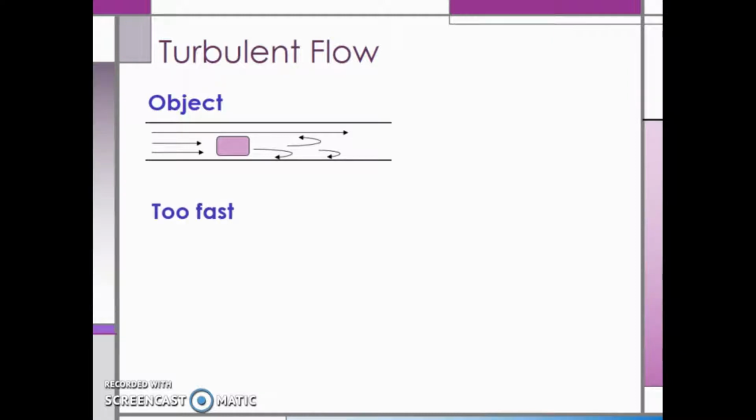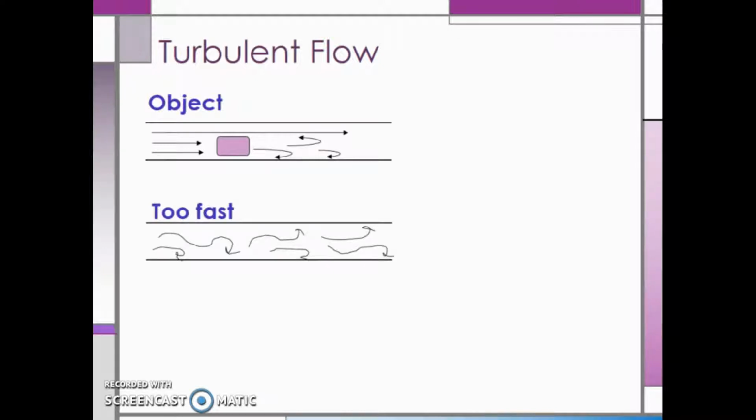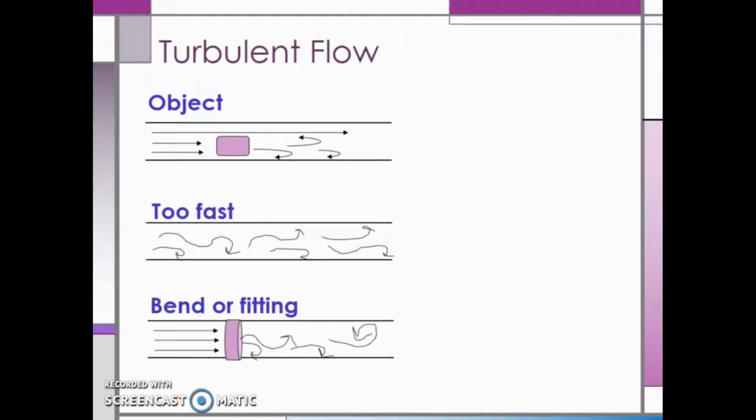If the flow is moving too fast for the tube, you might get turbulent flow. In this case, the particles move every which way as they progress down the tube. They will run into the sides of the tube, causing even more turbulent flow. Lastly, if we have a bend in a pipe or a fitting that the fluid is forced through, this also creates turbulent flow downstream from the bend or fitting. Again, the fluid is being forced through a much smaller opening, so it may run into the sides of the tube.